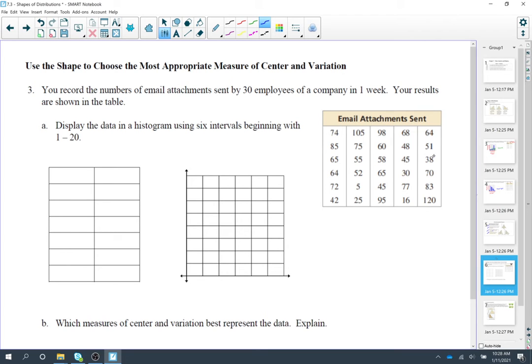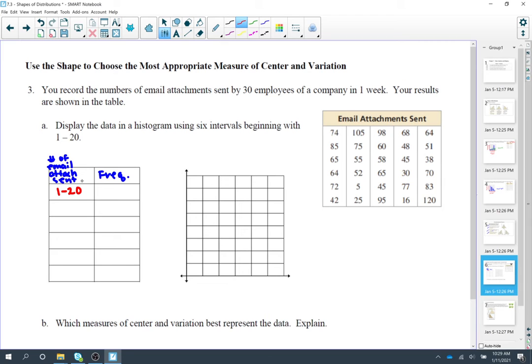Okay, so we're going to take our data over here and get it in a frequency table. In a frequency table, you need labels. Over here, this is always your frequency. Then over here, we're describing what we're talking about, and in this example, we're talking about number of email attachments sent. And then it specifically tells us that we're going to begin with the interval from 1 to 20, and we have to use 6 intervals.